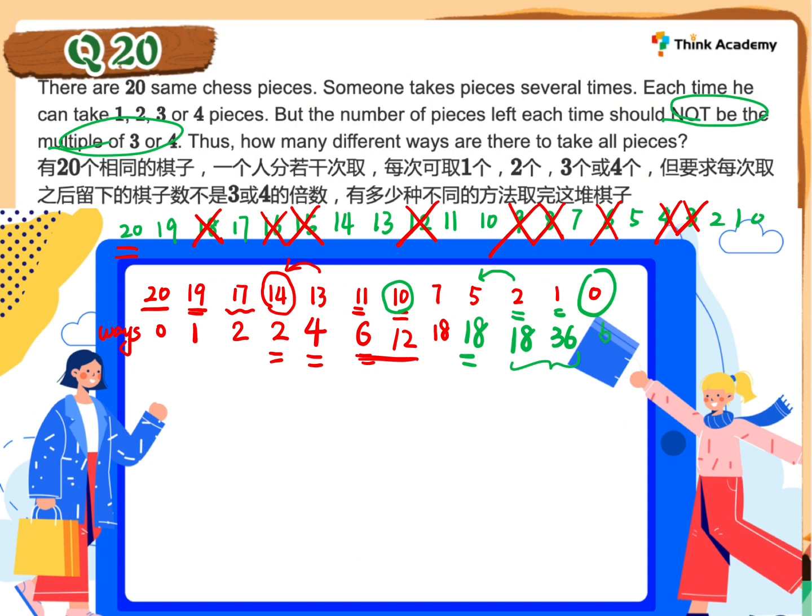I use the black one. You have 54 ways. Yeah, 54. So your answer will be 54 ways. In total, you have 54 ways to take all pieces away. Yeah, that's all. That's the end of this TMC.